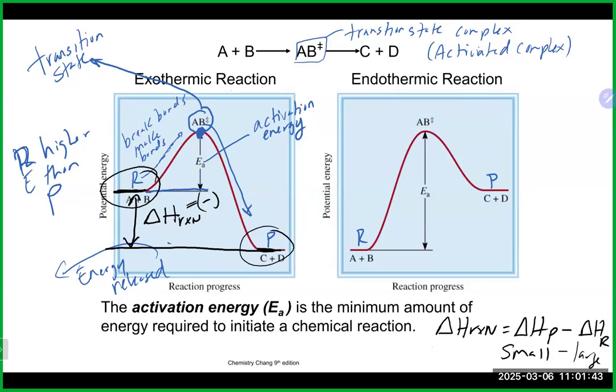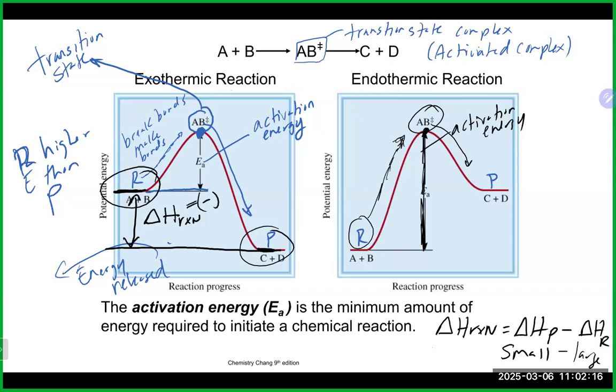Now, if we look at the endothermic diagram, it's sort of the same situation happening. We have our reactant crawling up this hill, breaking bonds, making bonds, getting to our transition state up here. In this case, this is going to be our activation energy, this big hill right here that they have to climb. And again, it will most likely come down that hill pretty quickly to get to our products.